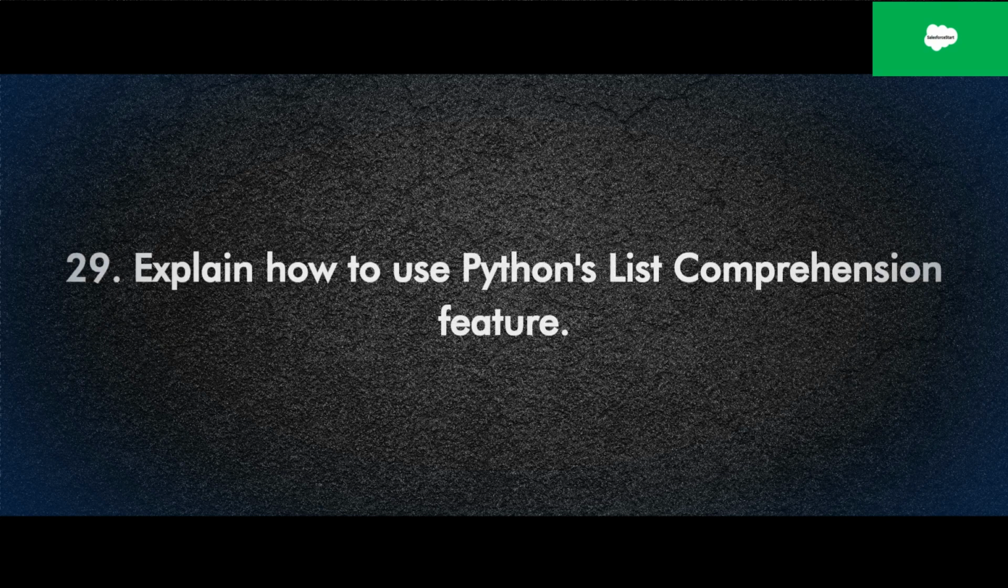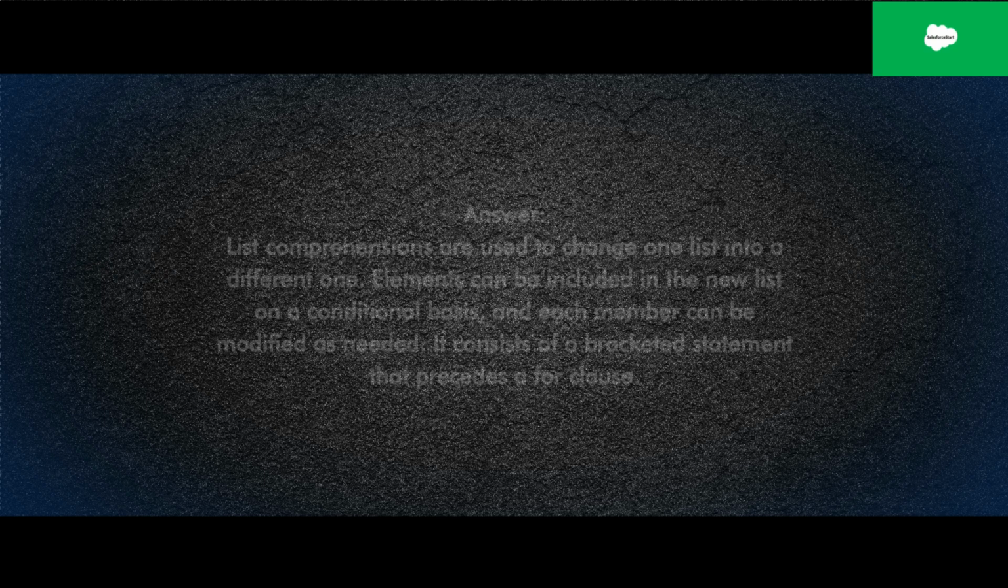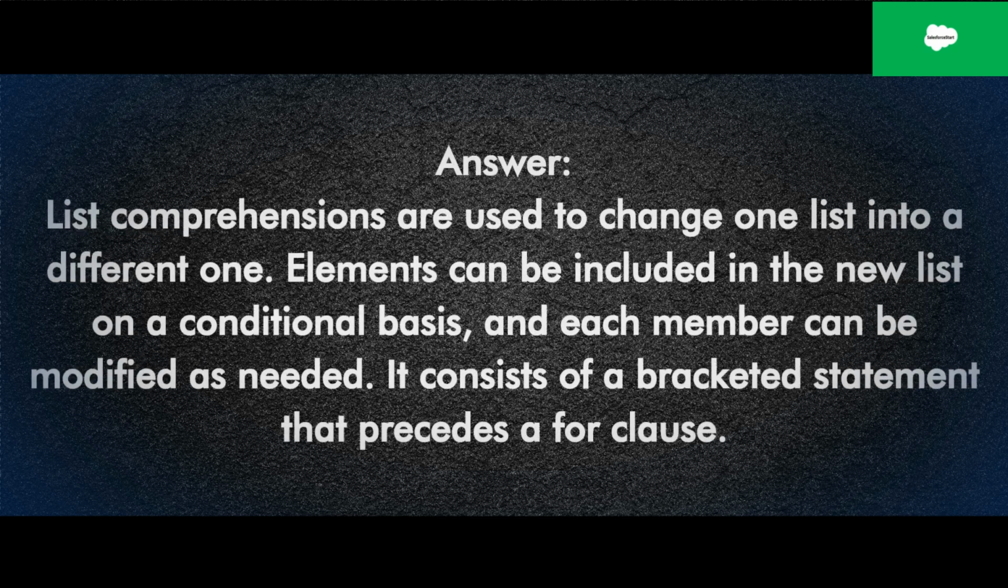29. Explain how to use Python's list comprehension feature. Answer. List comprehensions are used to change one list into a different one. Elements can be included in the new list on a conditional basis, and each member can be modified as needed. It consists of a bracketed expression that precedes a for clause.